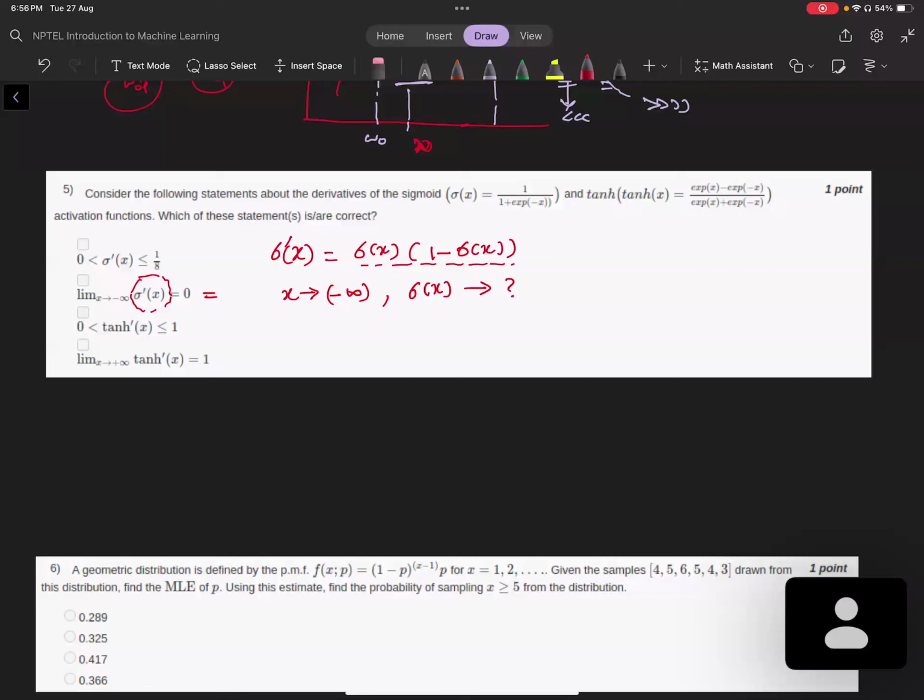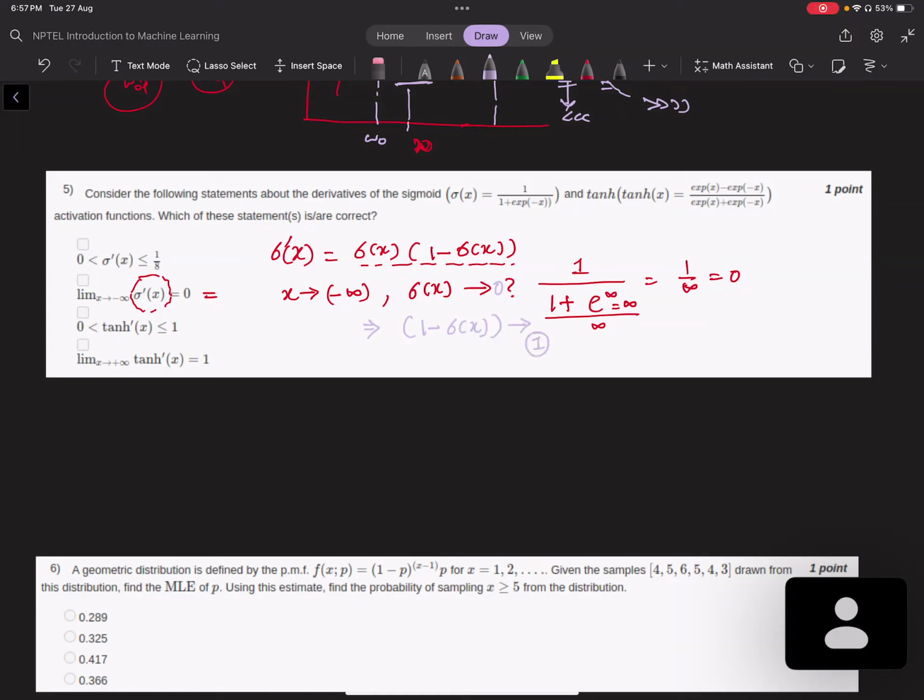If we put the value here, we'll have 1 by 1 plus e to the power minus minus infinity, which is e to the power plus infinity. e to the power infinity will be equal to infinity, right? And 1 plus infinity will be equal to infinity. So 1 by infinity equals 0. Hence sigma of x will tend to 0. That implies 1 minus sigma of x will tend to 1.